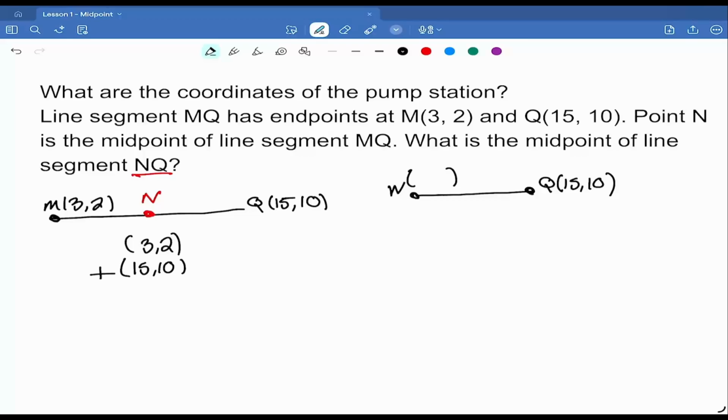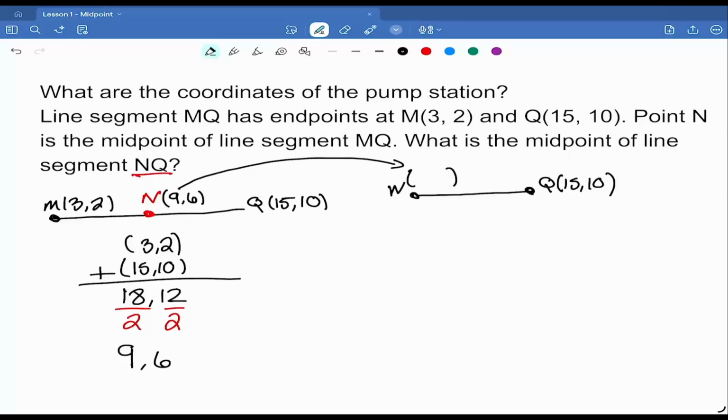So if I add those together, that's going to be 3 plus 15, which makes 18. And then we got 2 plus 10, which makes 12. To get the midpoint, we're going to divide both of those by 2. So 18 divided by 2 is going to be 9. 12 divided by 2 is 6. So the ordered pair for N is (9, 6). So that means the ordered pair for the middle of M and Q is (9, 6). That means this ordered pair also goes here. We can use that to help us get the midpoint for NQ.